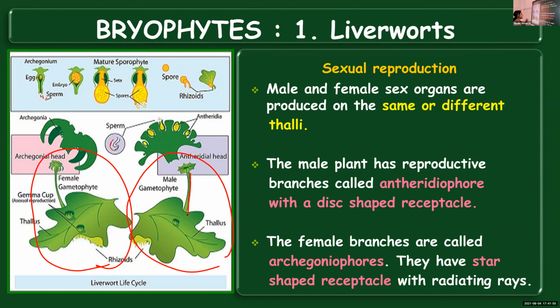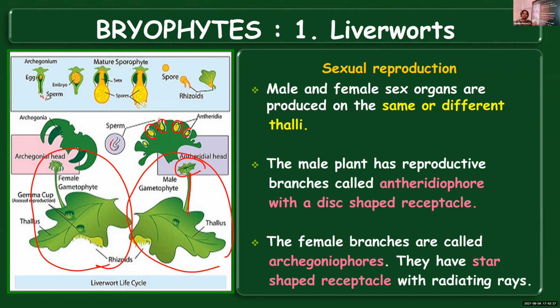It has a disc-shaped receptacle. As you can see in the figure, there is a disc-shaped receptacle and the enlarged view is shown here. See, in between you can find antheridia, inside which the sperms will be produced. I'll repeat again. In certain liverworts, you can find the male and female sex organs produced on the same plant body. In certain other plants, you can see them on different thalli.